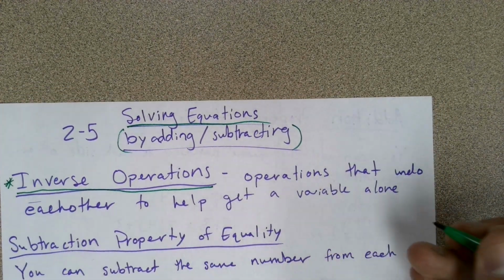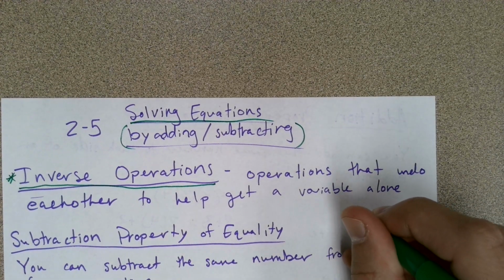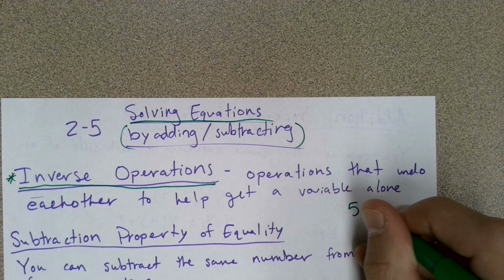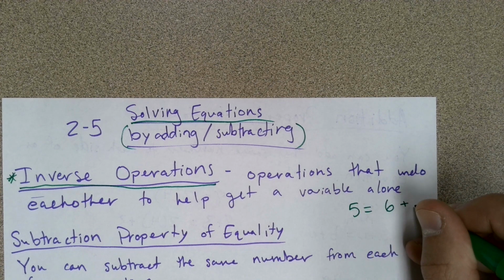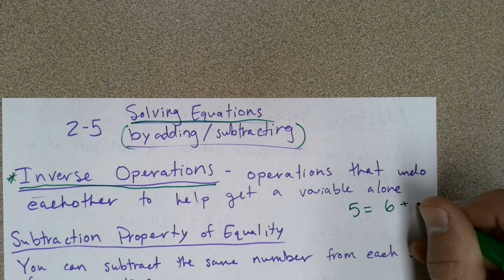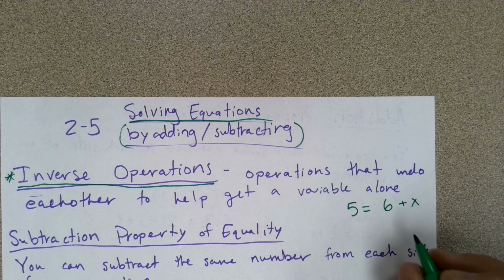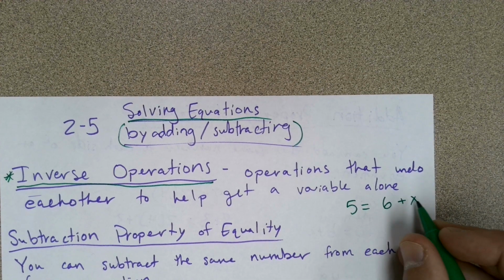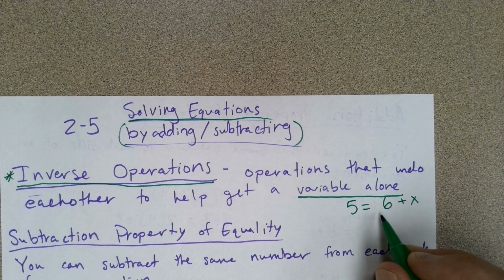So for example, if we had, let's see, 5 equals 6 plus x. All we're going to do here is an inverse operation to get x by itself, get our variable alone. To get x by itself, we're going to subtract 6 from this side. Whatever we do to one side, we have to do the other. Subtract 6 from that side, it gets us -1 equals x.